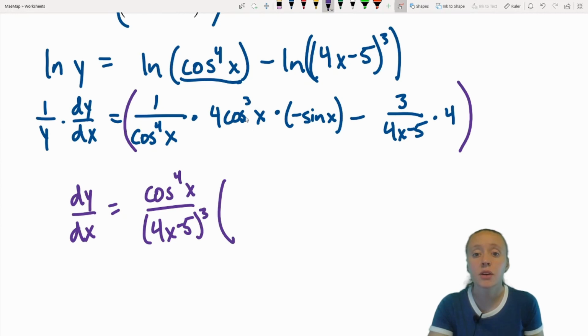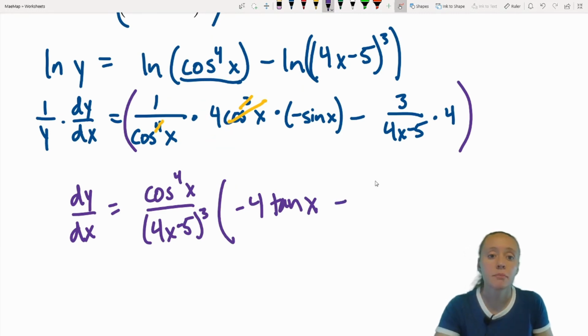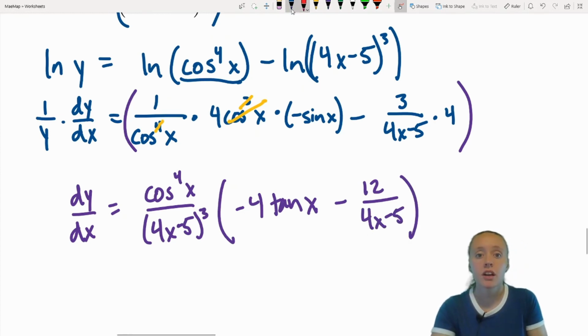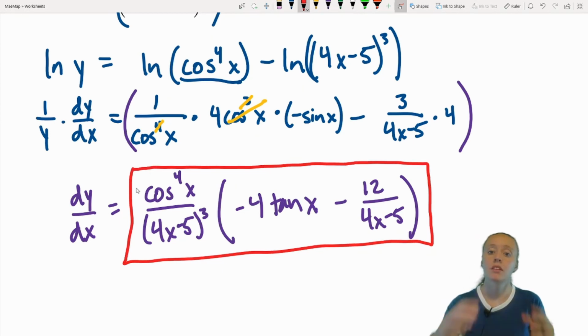And I can simplify down as I go along, because cosine cubed of x will cancel out to leave me with cosine of x in my denominator, and sine over cosine is the tangent. So I'll have negative 4 tangent of x, and again, that's because I have this 4 remaining, and a negative sine of x over cosine of x is going to be a negative tangent of x. So I got negative 4 tangent of x minus 12 over 4x minus 5. And there we have it, making sure that y, that original function, was multiplied by the derivative of that right-hand side of my equation: cosine of x to the power of 4 over (4x minus 5) cubed, all multiplied by negative 4 tangent of x minus 12 over 4x minus 5.